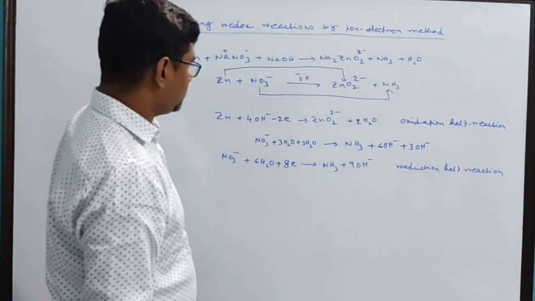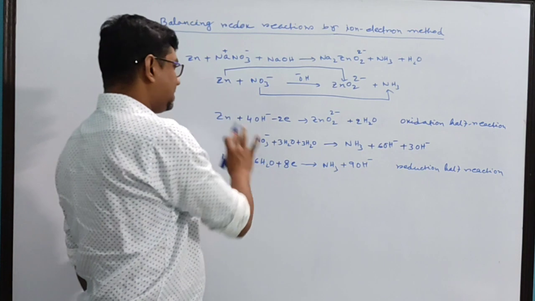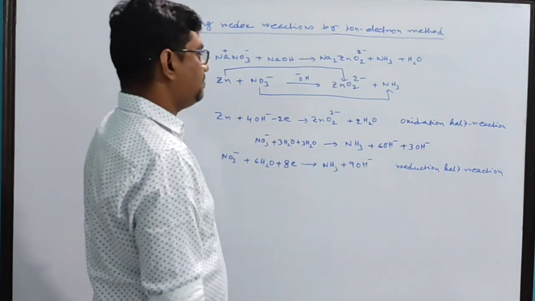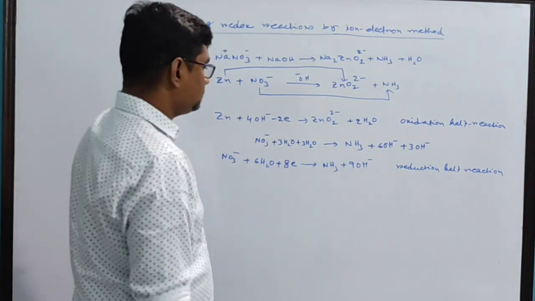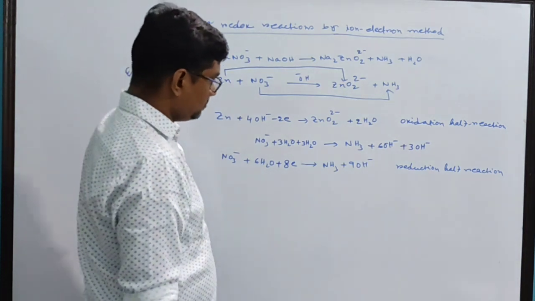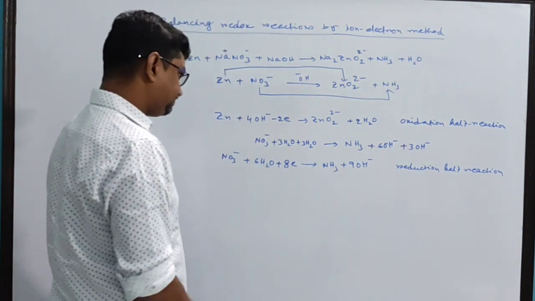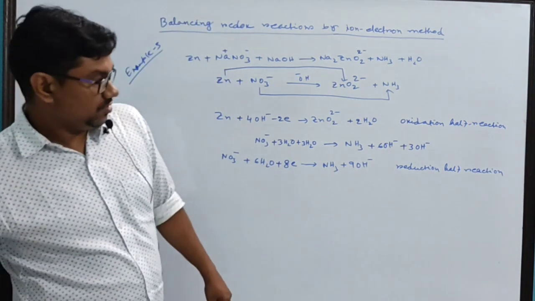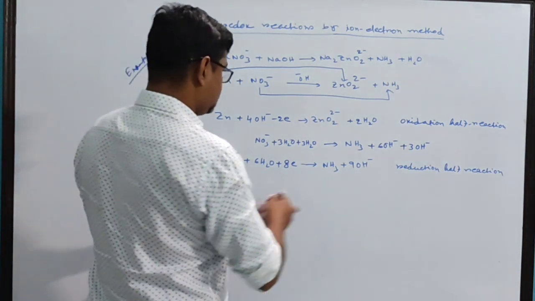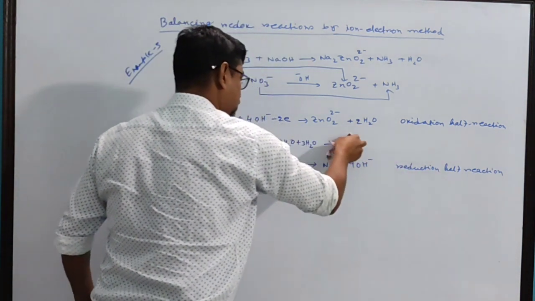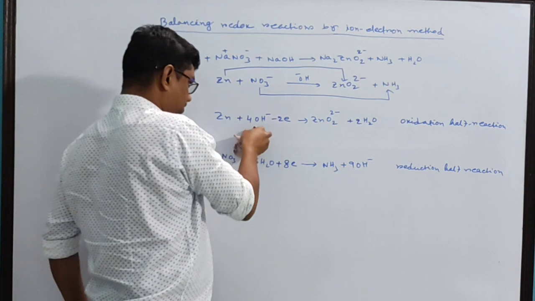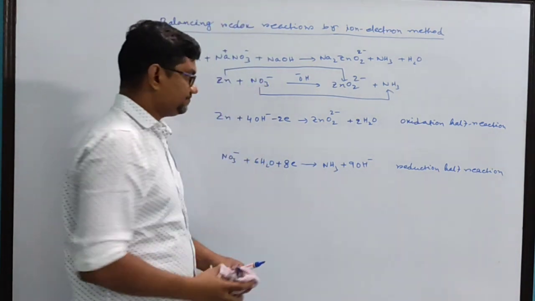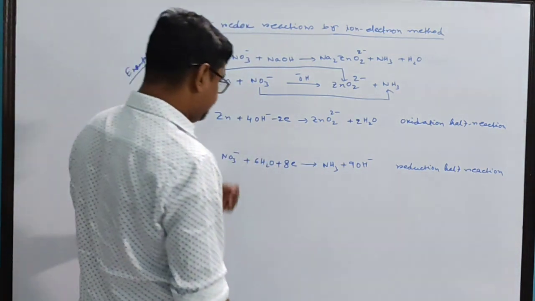So now our task is to add this oxidation half reaction and reduction half reaction to get the overall balanced redox reaction. Okay, you can remove this one now, because the actual reaction is already written here.